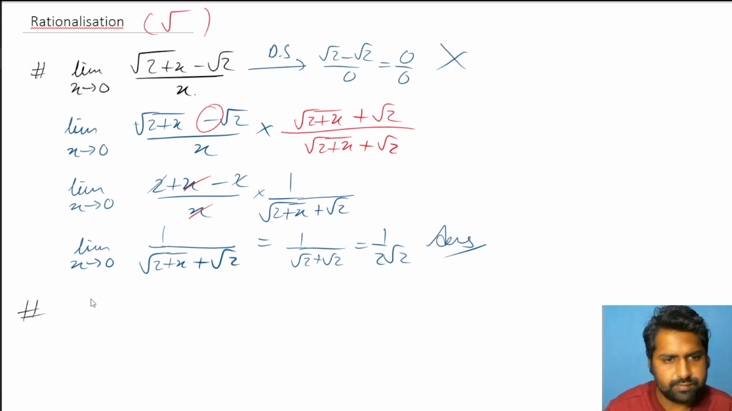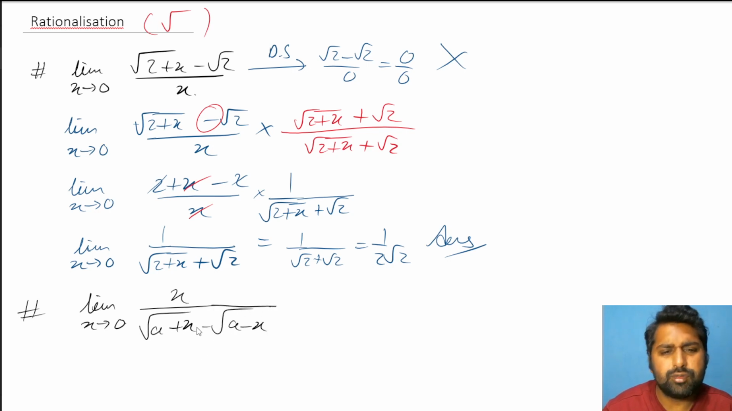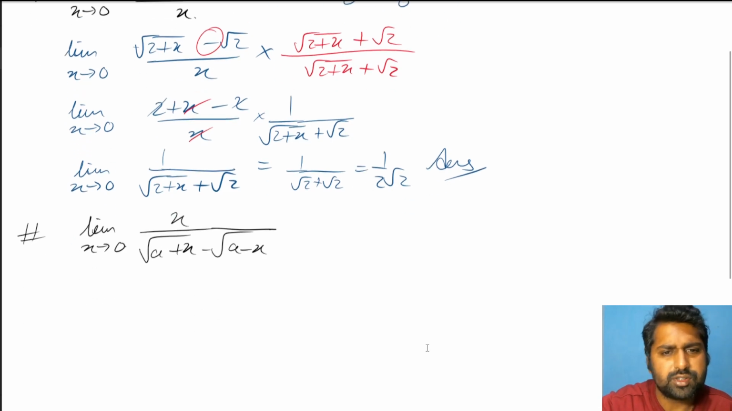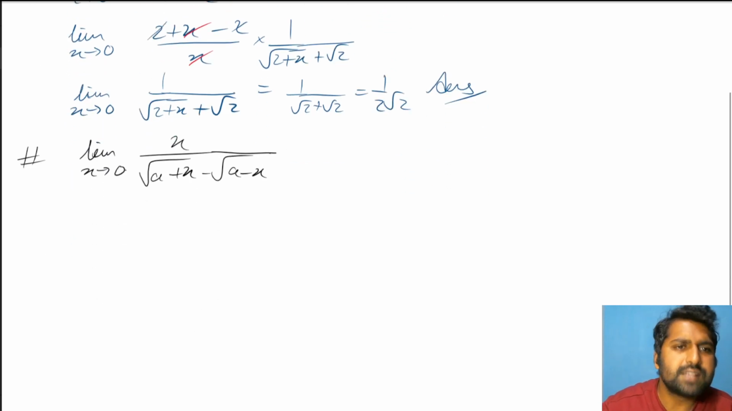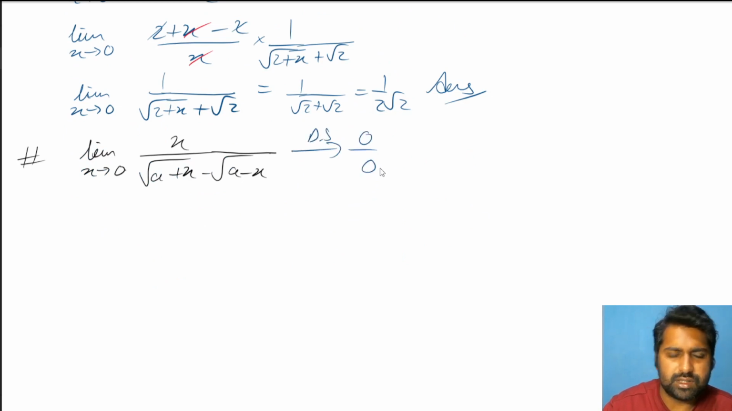Let's see next. Limit x tends to 0, x upon square root of a plus x minus square root of a minus x. Again, it doesn't matter whether you have numbers or some arbitrary constants, the answer will come in terms of a. So again, I'm not going to check any direct substitution. I know this will not work. It is 0 by 0, you can check it yourself.